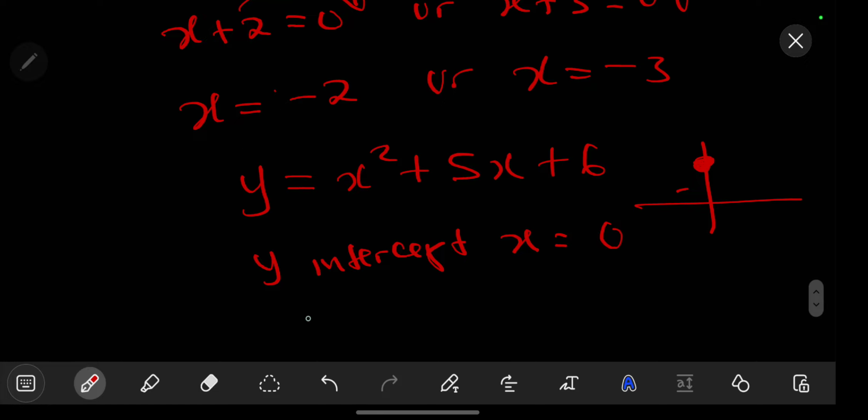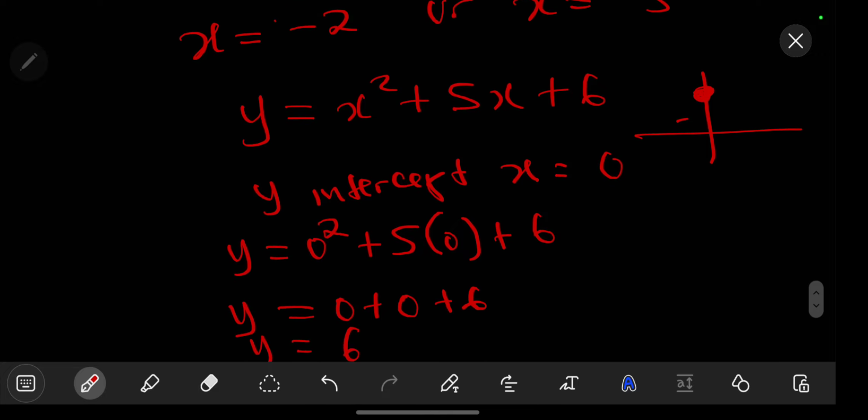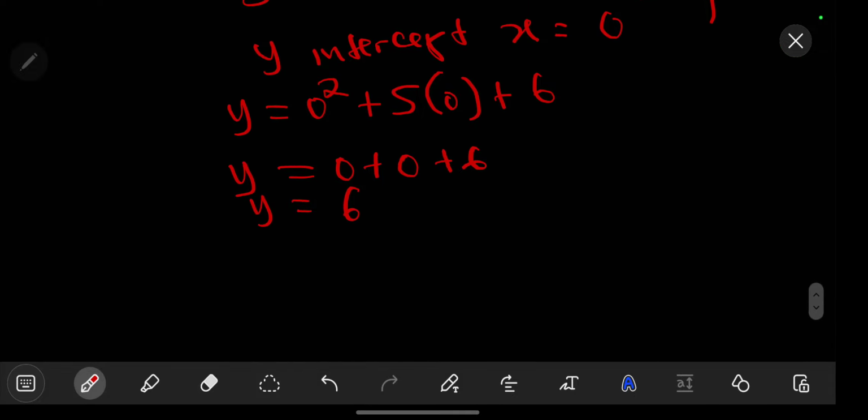So we put y equal to, where there is x, we put 0 squared plus 5 times 0, then plus 6. Then we have 0 plus 5 times 0 is 0, plus 6. So our y value will be equal to positive 6. So therefore we have a positive 6 at that point. So this is our y-intercept.